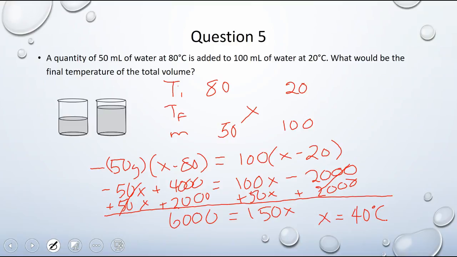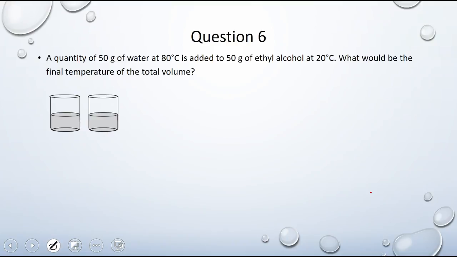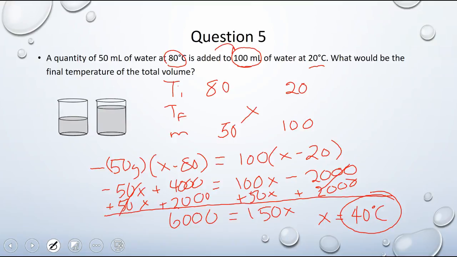Why isn't it straight in the middle? Well, I have 100 milliliters of 20-degree water. So the final temperature is going to be closer to the 20-degree mark than the 80-degree mark because I have twice as much water here. So that makes sense. Okay, so let's see if we can find the final problem. In the last two problems, what we've seen is that the energy released and the energy gained are in concert with one another.